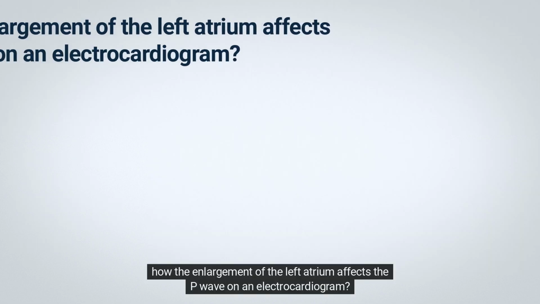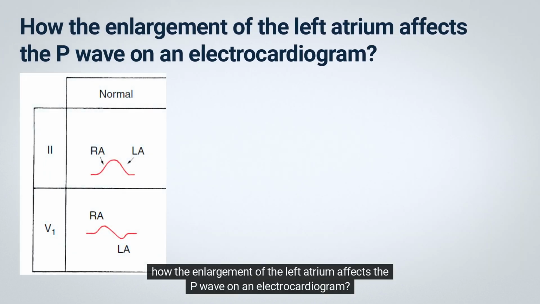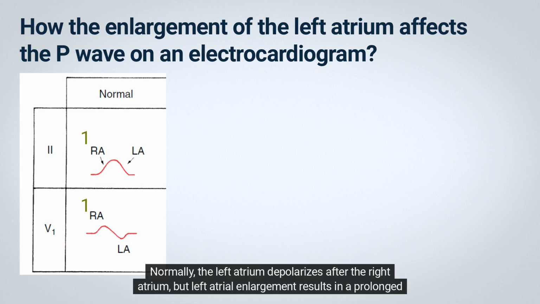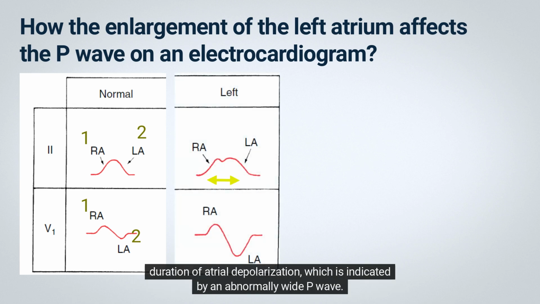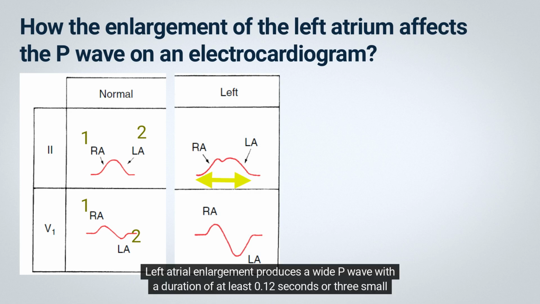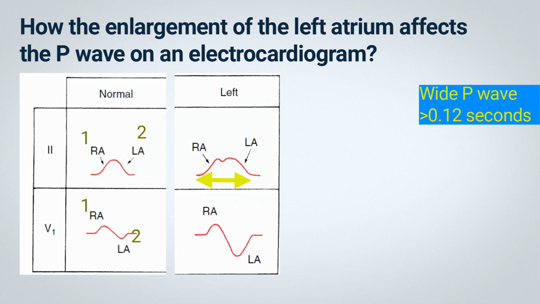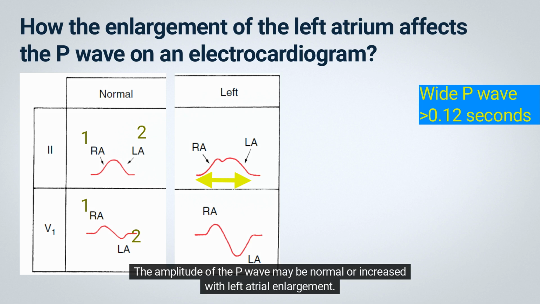Now, how does the enlargement of the left atrium affect the P-wave on an electrocardiogram? Normally, the left atrium depolarizes after the right atrium, but left atrial enlargement results in a prolonged duration of atrial depolarization, which is indicated by an abnormally wide P-wave. Left atrial enlargement produces a wide P-wave with a duration of at least 0.12 seconds or 3 small boxes. The amplitude of the P-wave may be normal or increased with left atrial enlargement.